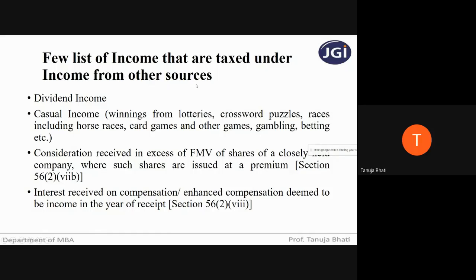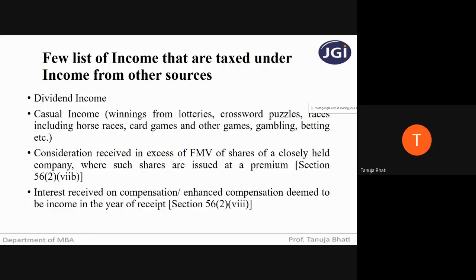So when these words are used, it is called casual income and it is taxed under the head income from other sources. Next, consideration received in excess of fair market value of shares of a closely held company where such shares are issued at premium. If you are receiving any consideration in excess of the fair market value, it will be taxable under the head income from other sources.